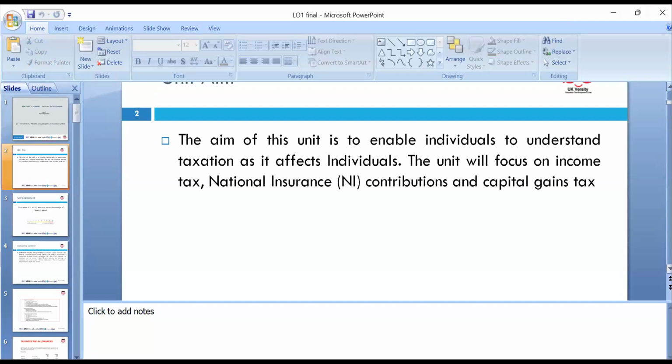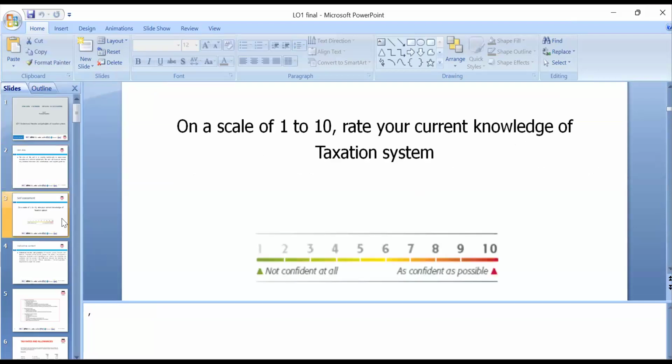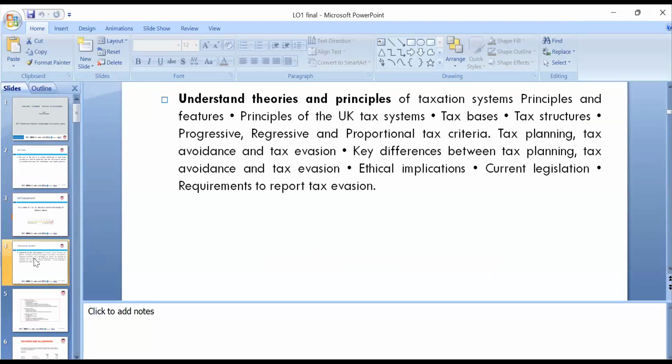The aim of this unit is to enable individuals to understand taxation and its effect on the individual. This unit will be focused on income tax, national insurance contributions, and capital gains tax, which we will go through. It is always good to rate yourself on a scale of 1 to 10, to see how much you know already and how much it increases. Understand the theories and the principles of the taxation system.